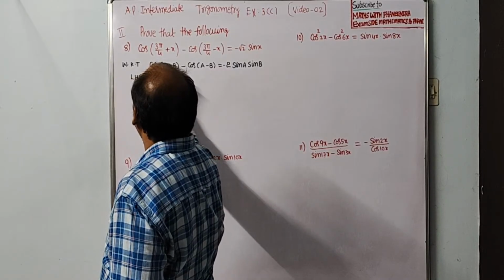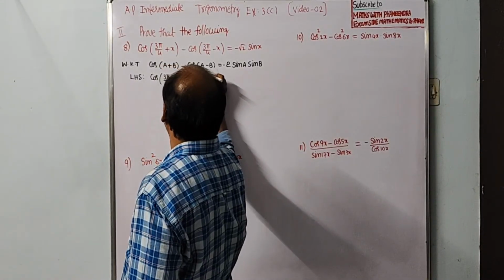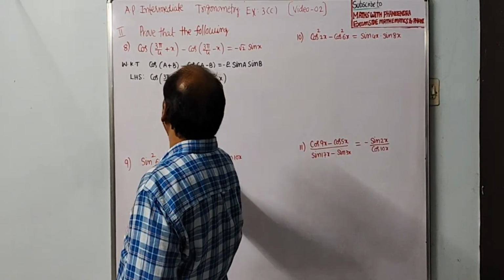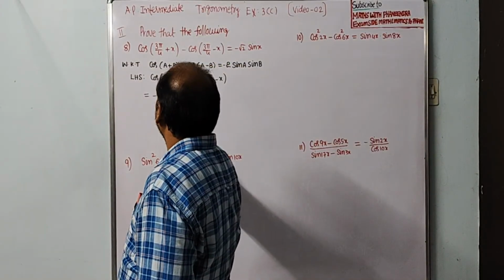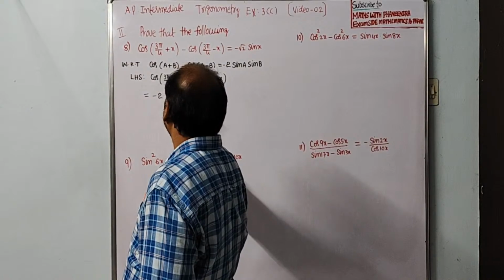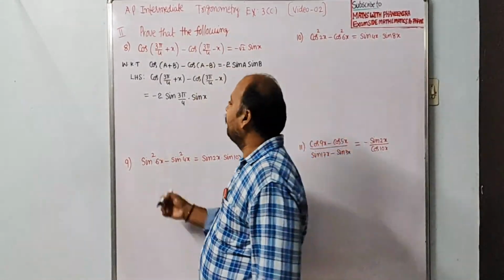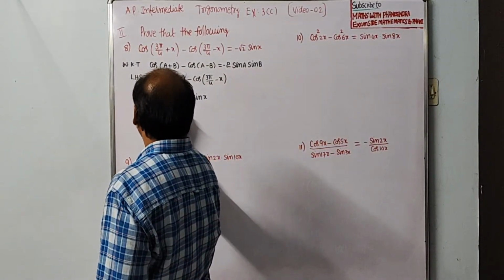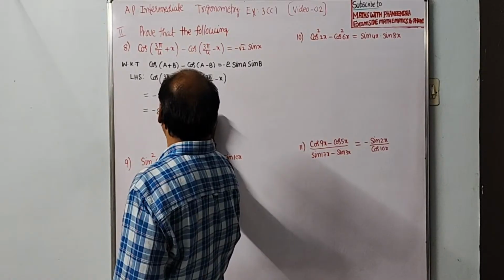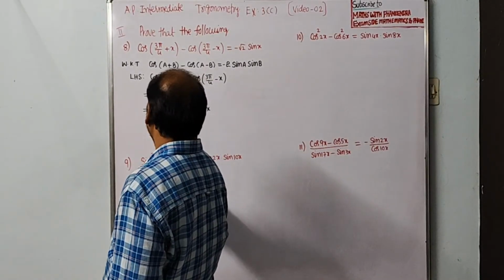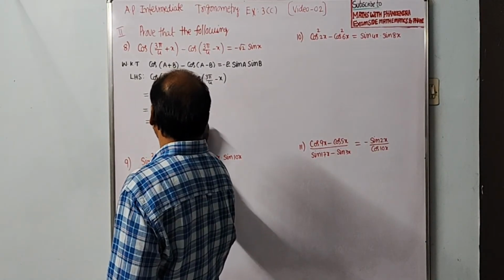cos of 3 pi by 4 plus x minus cos of 3 pi by 4 minus x is equal to minus 2 into sin 3 pi by 4 into sin x. Am I right? Minus 2 sin a sin b. So minus 2 into sin 3 pi by 4 can be written as, using sin of pi minus theta is sin theta, sin pi by 4 into sin x.